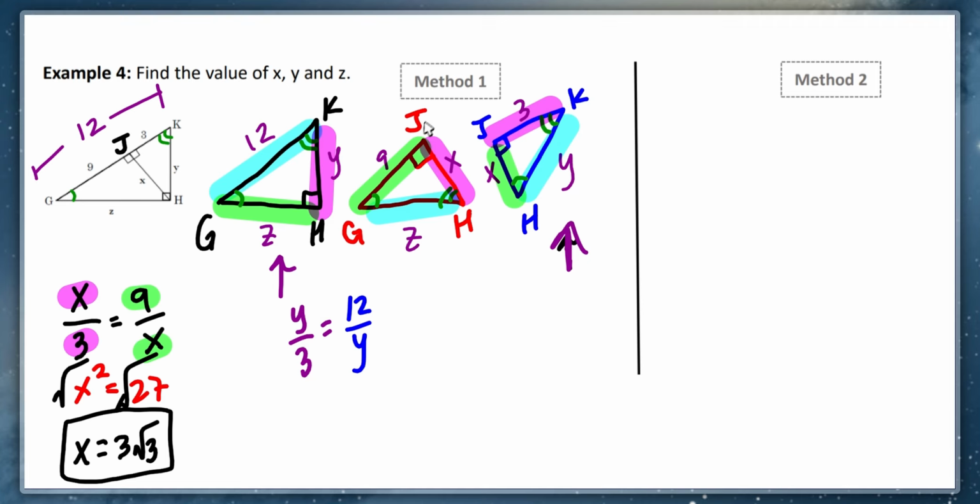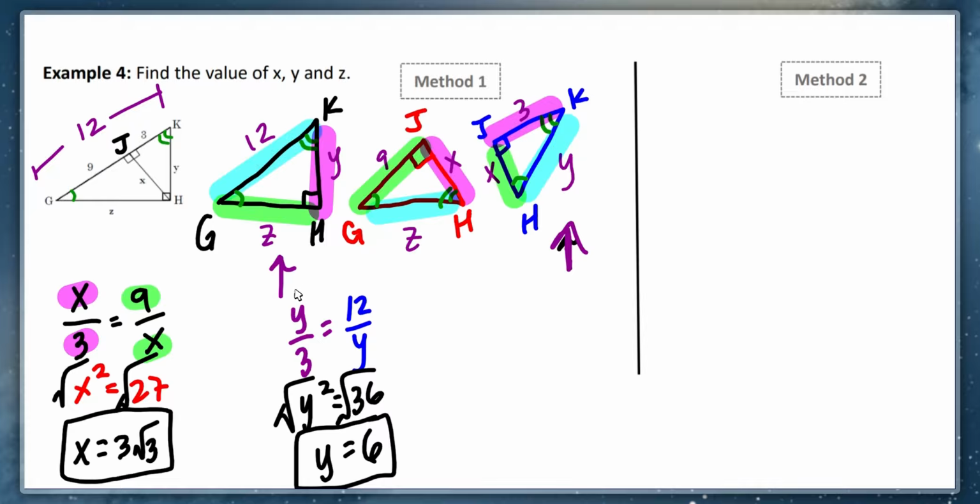Diagonal repeats, we're good here. So we get y times y is y squared. 3 times 12 is 36. If you square root both sides, we get y is equal to 6. Okay. And then lastly, we need to find z.